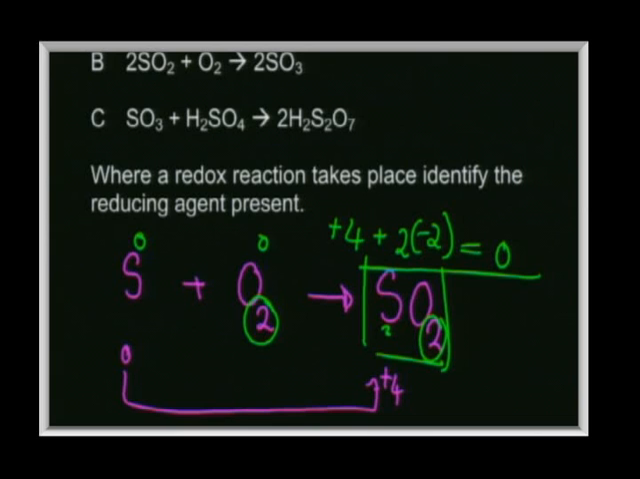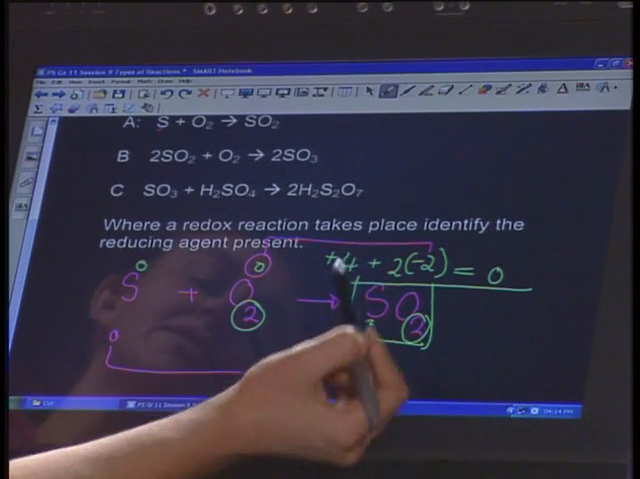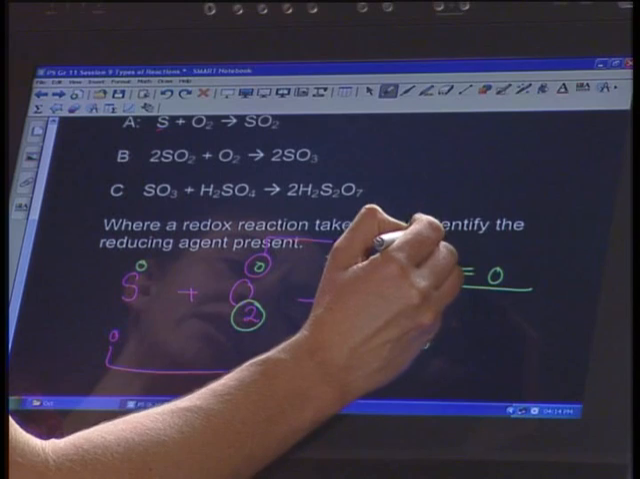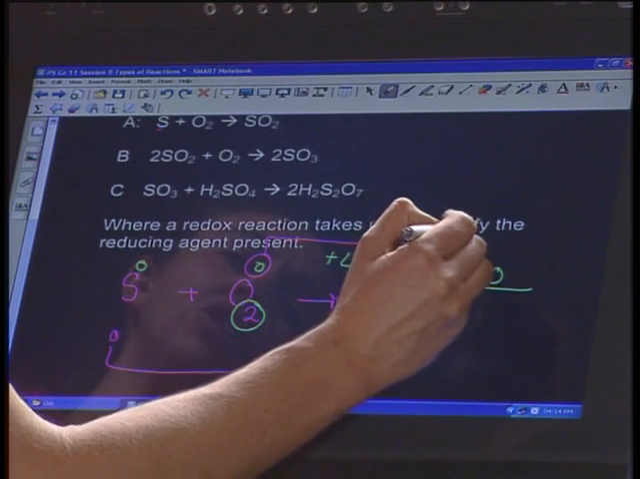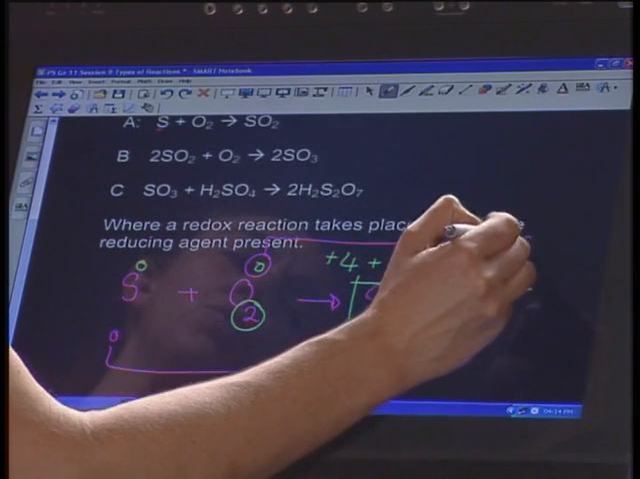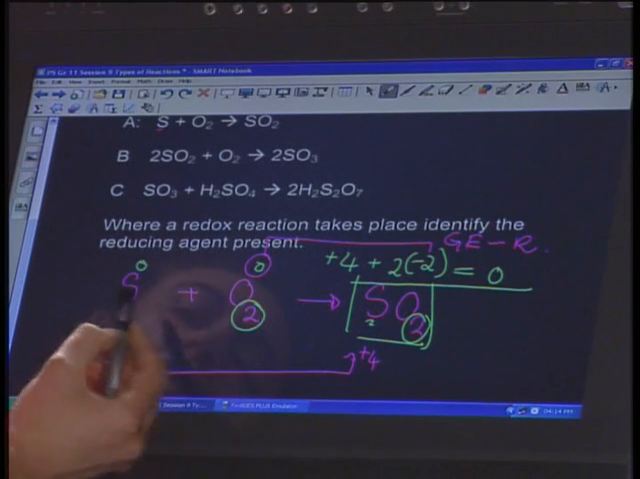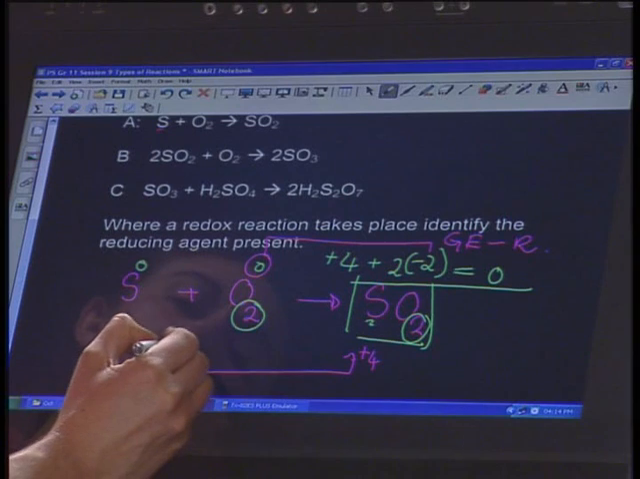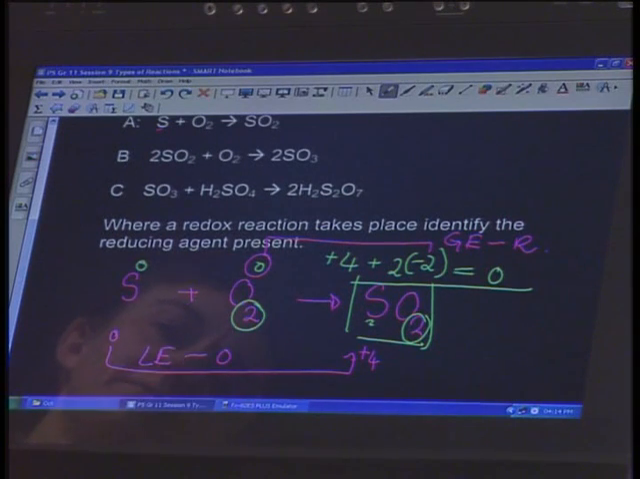My oxygen, on the other hand, has gone from a 0 all the way to a -2. So the one has gained electrons and the other one has lost electrons. If it has gained a negative oxidation number, it means that electrons were gained. So this one gained electrons, and therefore it was reduced. My sulfur was the one that lost electrons and was therefore oxidized.